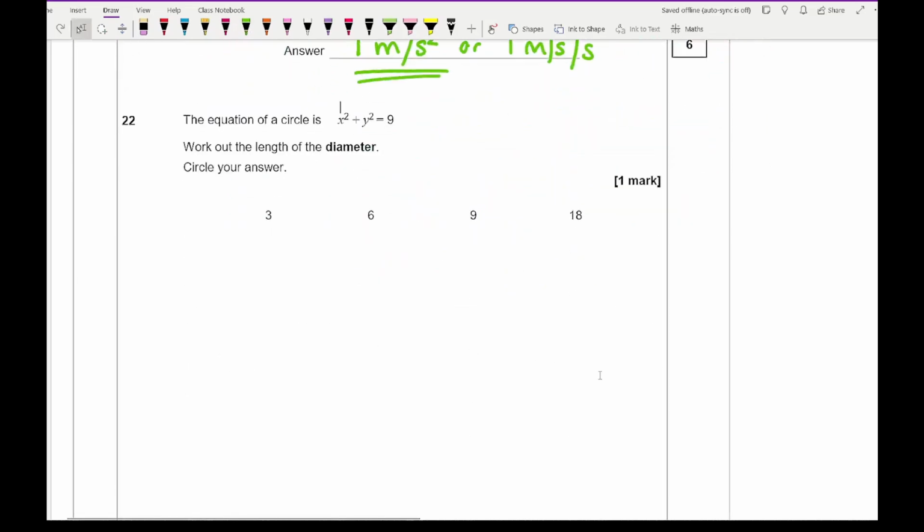Then moving on to question 22, it says the equation of a circle is x squared plus y squared equals 9.